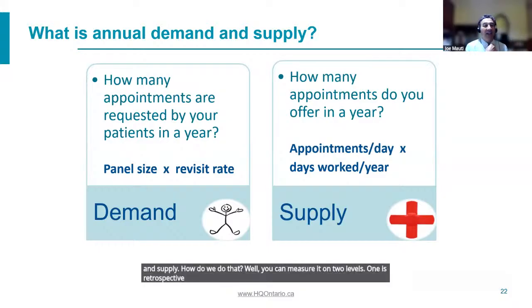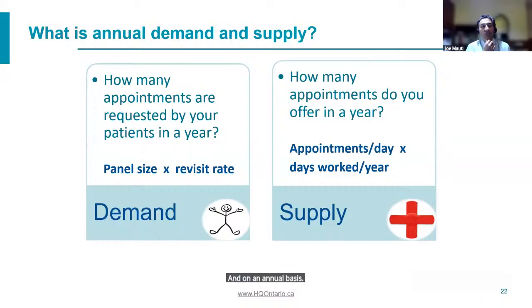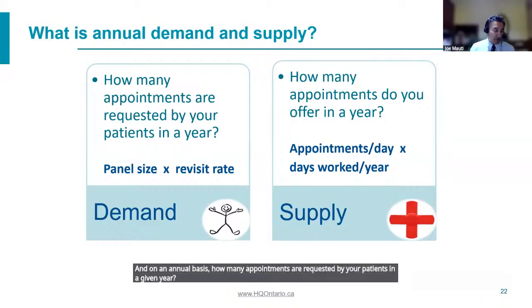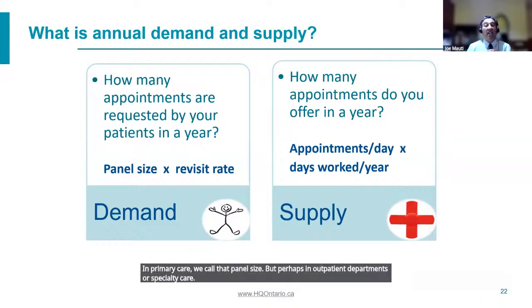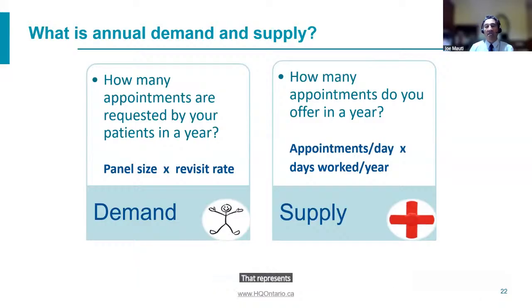You can look at, on an annual basis, how many appointments are requested by your patients in a given year. In primary care, we call that panel size. But perhaps in outpatient departments or specialty care, you might use the word caseload. And so you count how many people request an appointment and how often they come back for a return visit. That represents your total demand in a year.